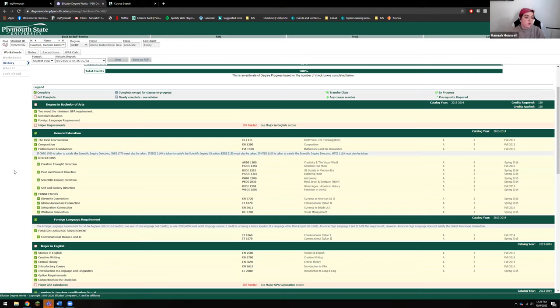It's a great way to explore for undeclared students. I know many of you won't deal with undeclared students, but students who are thinking about changing their majors, or who want to explore other options at the university, directions are a great way to do that.